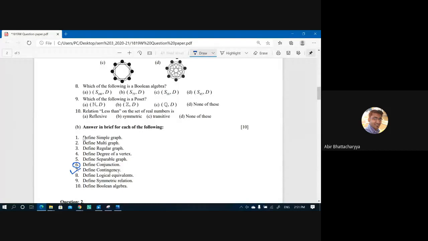What is contingency? Go for contingency. If you remember, contingency is a part of the types of compound statements. That means it's either a tautology, a contradiction, or a contingency. So write down the definition. Which kind of compound statement is known as contingency? Just write it down.